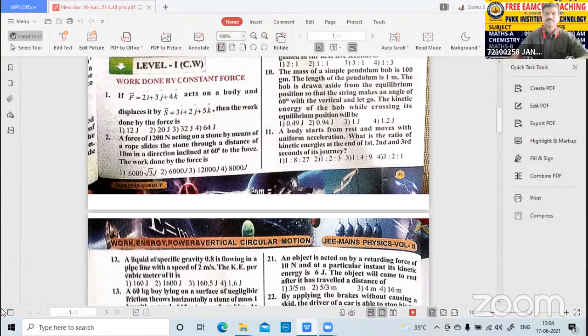Yes, solution. So what is the formula for work done? W is equal to the dot product of force and displacement, which is called work done. So first of all, write the given values. Force is given, F is equal to 2I plus 3J plus 4K, in vector form. Next, displacement is also given: 3I plus 2J plus 5K.